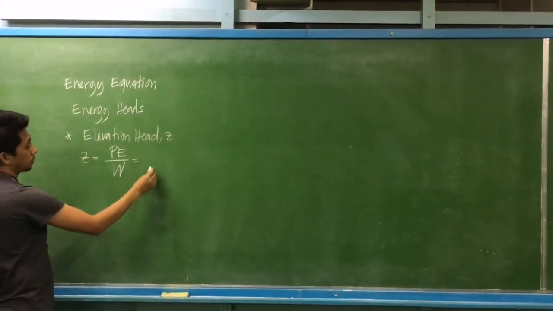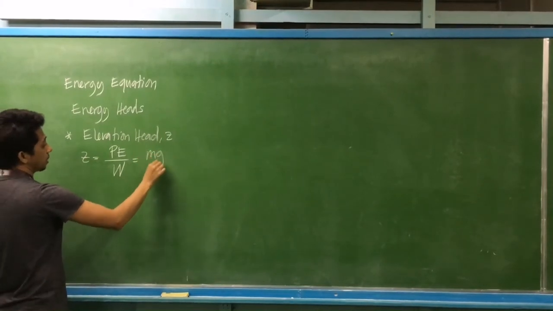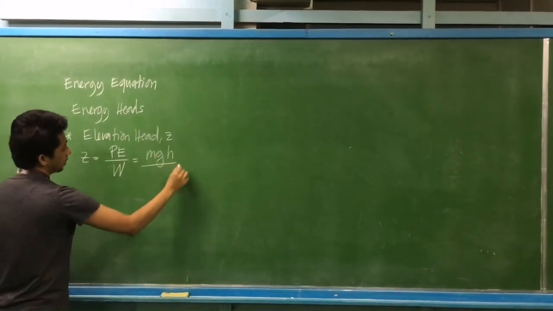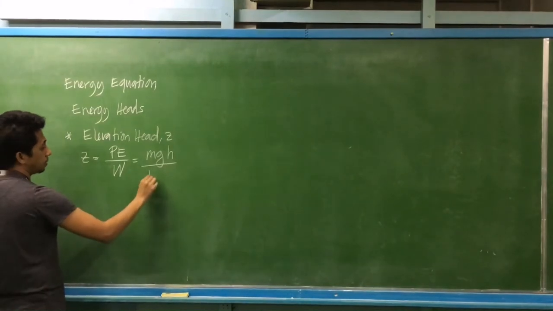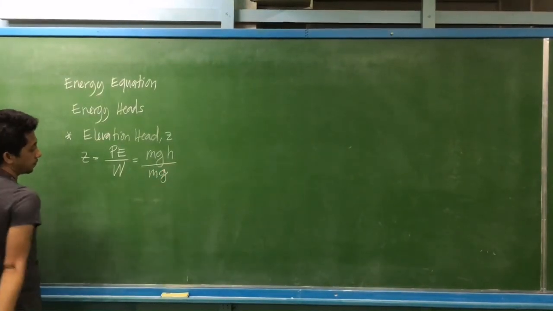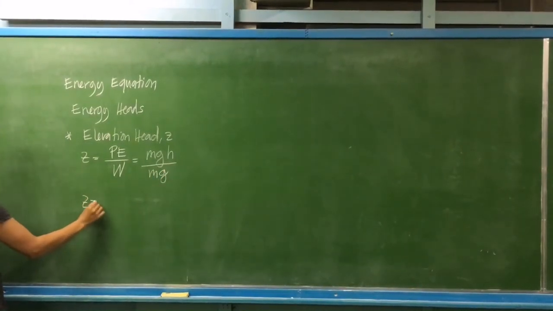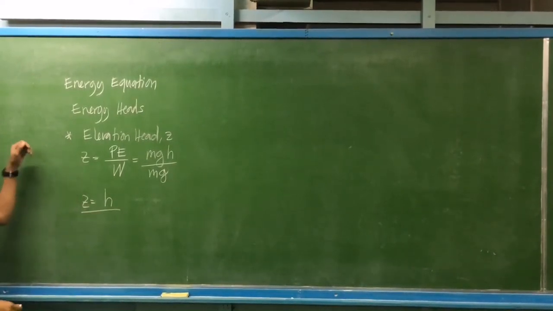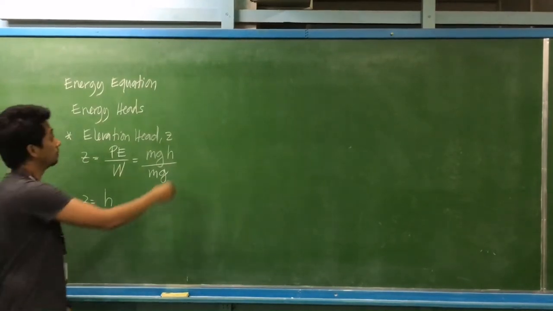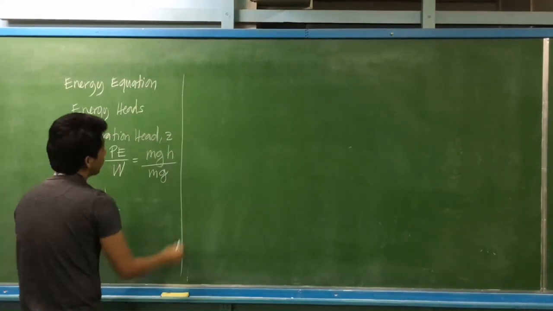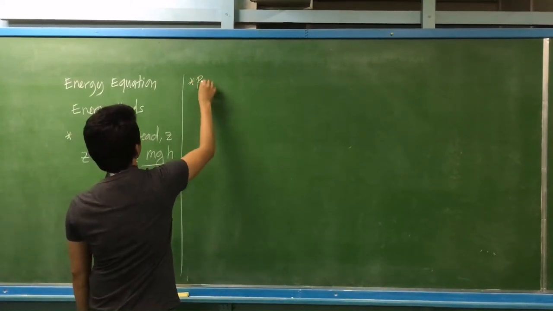So what is the equivalent of potential energy? That is mass, acceleration due to gravity times the height, divided by the equivalent of the weight, which is mass times acceleration due to gravity. So basically, we have Z is simply equal to H. So the elevation of a given point in a fluid flow.